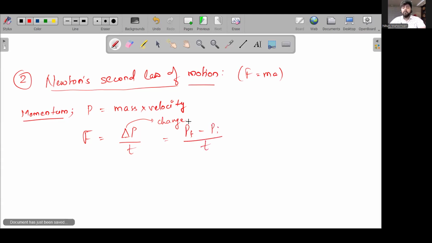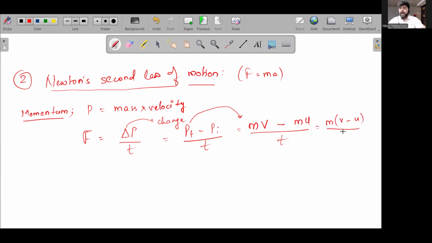Now, everyone, momentum in terms of mass and velocity. Let's write down. Final momentum will be mass times final velocity. Initial momentum would be mass times initial velocity, over time. Right? Now, can you see mass common in the two terms? So it's V minus U left over T. And if you cannot recall already, V here represents the final velocity and U here represents the initial velocity, right? So V minus U over T.